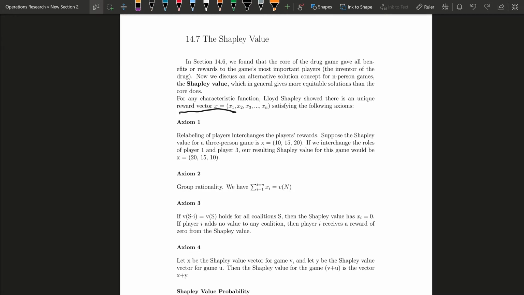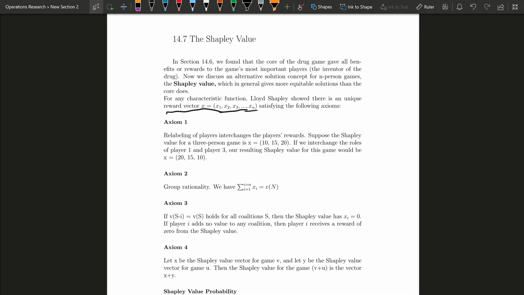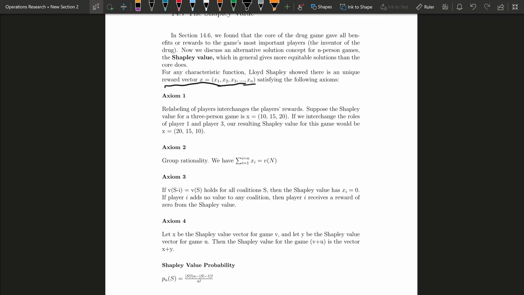Single reward vector here. And it's going to satisfy a couple of these axioms that ensure that this is a unique reward vector. So our first axiom is going to be relabeling of players interchanges the players' rewards. So suppose that you have a reward vector of 10, 15, and 20. If you switch player 1 and player 3, the values inside of that reward vector will switch to 20, 15, 10. So basically rewards in the solutions are going to be dependent on player assignment.